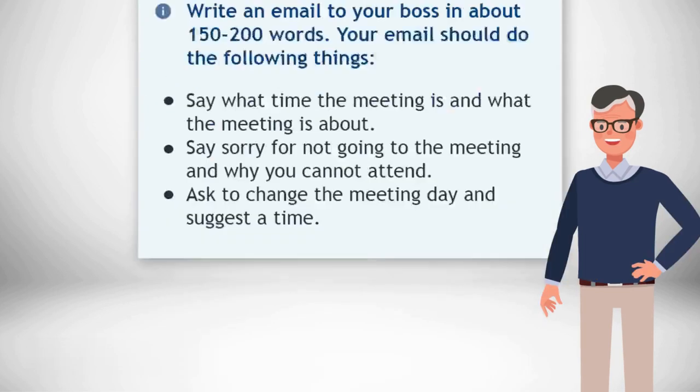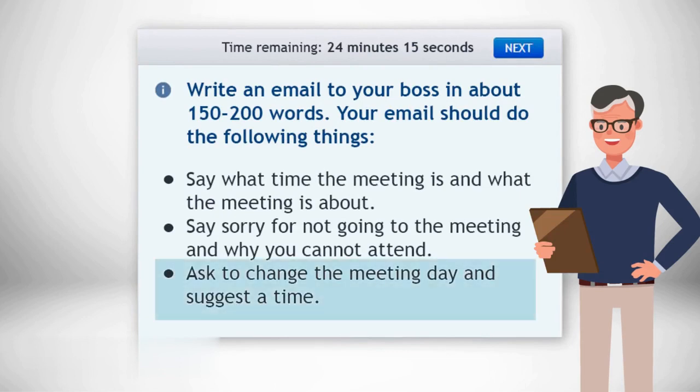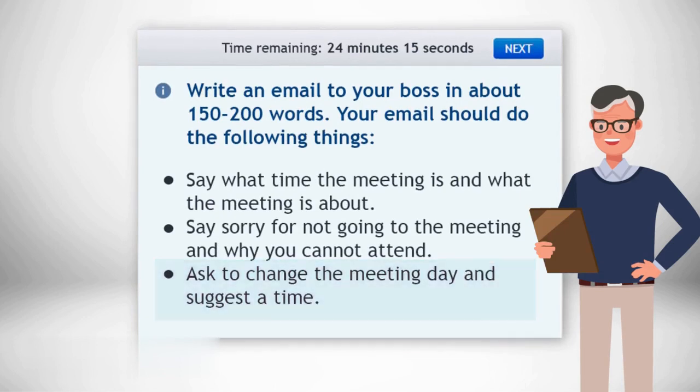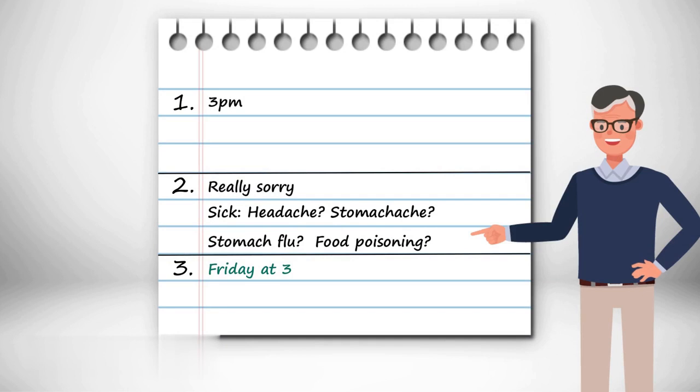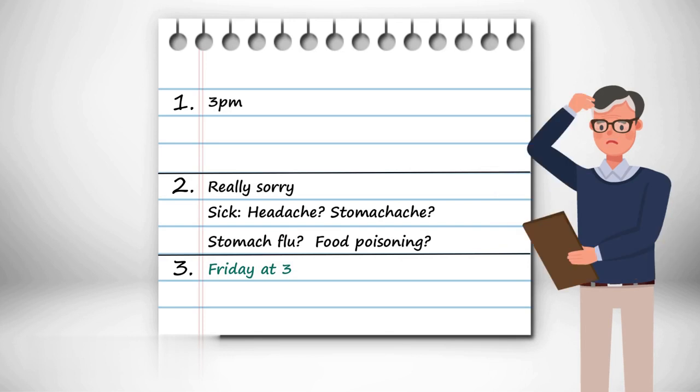Number 3. Ask to change the meeting day and suggest a time. This one seems pretty easy. I'll say Friday at 3. Okay, back to number 1. Say what the meeting is about. I really have no idea. I'm just going to write whatever comes into my mind. Meeting.